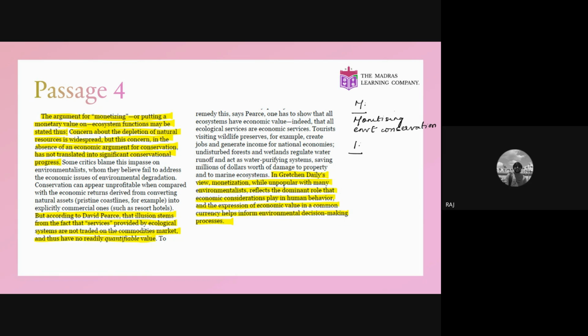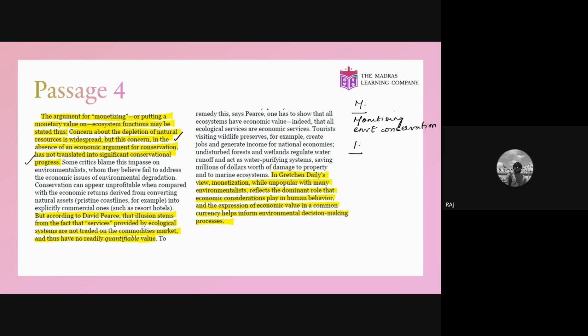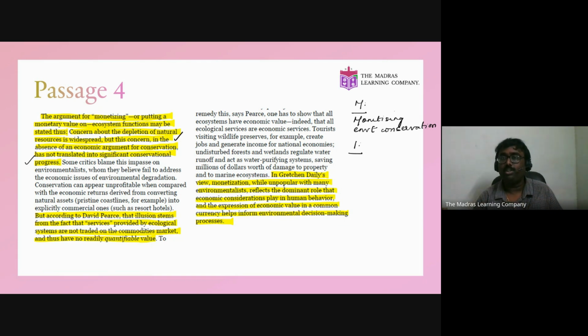Raj, did you get that point? Can you come once again? So there is an environmental problem, the depletion of natural resources. But the problem is that it has not translated into significant conservational progress. There is depletion, but it's not translating into progress. Why? Because people are not adding economic value to it. So in simple words, what they're trying to say is, the Amazon rainforest is burning, we know that, but we don't know how many crores are lost in that. If we know that 100 crores have been lost because of this burning, then people will take it more seriously. That's what the passage is trying to say.